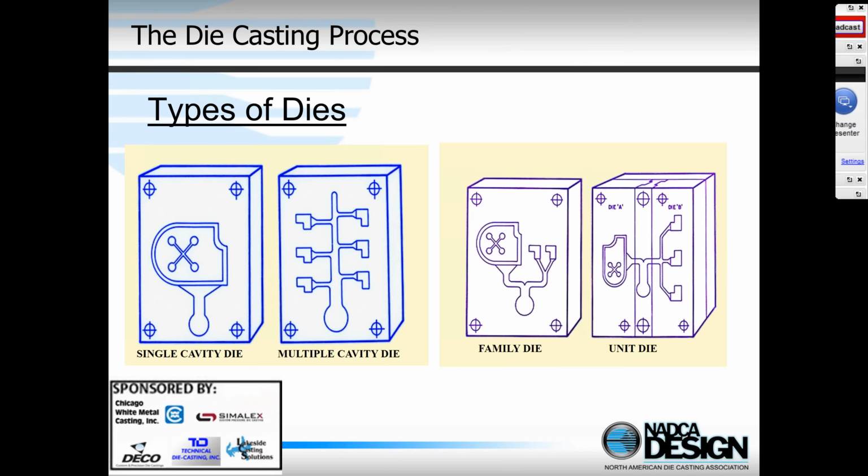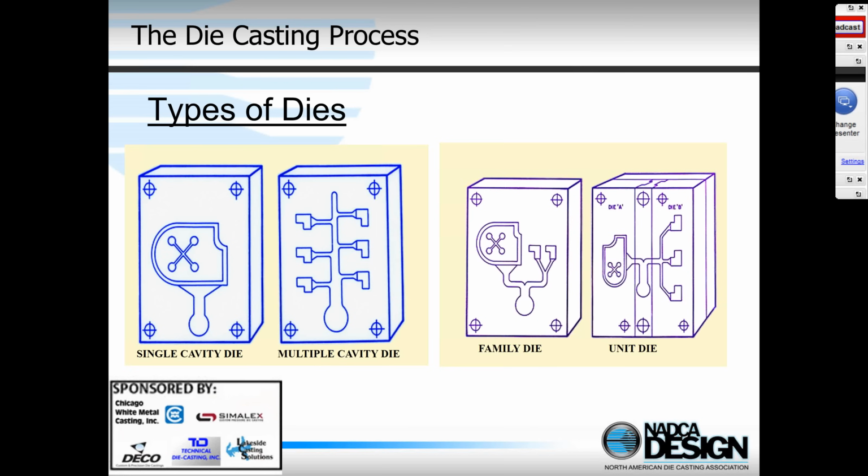The third one over is a family die. This is when we have 2 or more different castings that are produced in the same shot. This is quite nice if we have different parts that go together, so we can cast the different parts in the same shot, and it allows the die caster to keep them together.